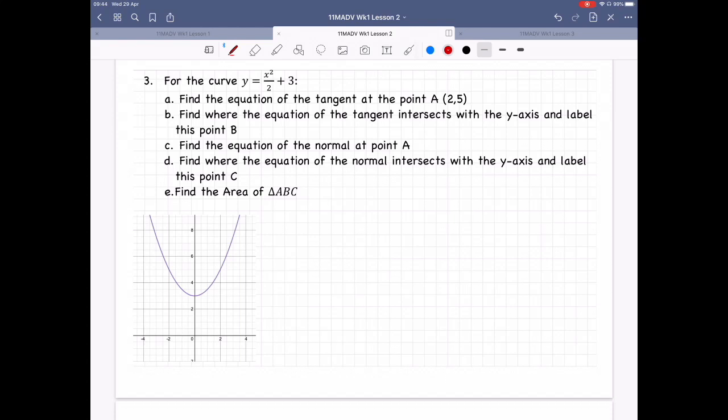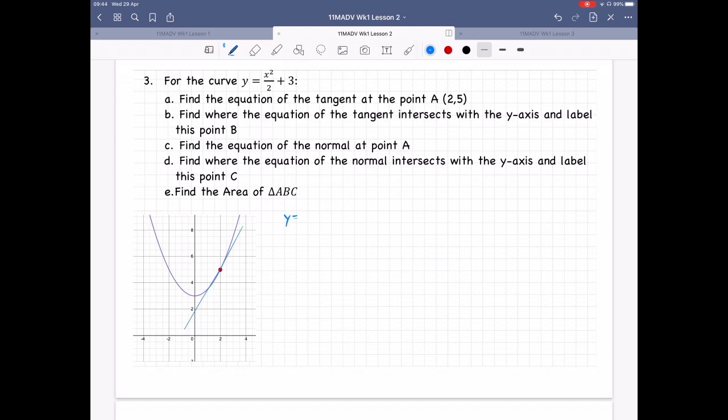So we're going to examine the curve y is equal to x squared over 2 plus 3, which you can see in our graph down there. And the first thing we're going to do is find the equation of the tangent at the point 2, 5. So we're looking here at this point 2, 5. So we are going to find the equation of tangent, which will run through somewhere like that. As we've done previously, we know the point, so all we need to do is find our derivative.